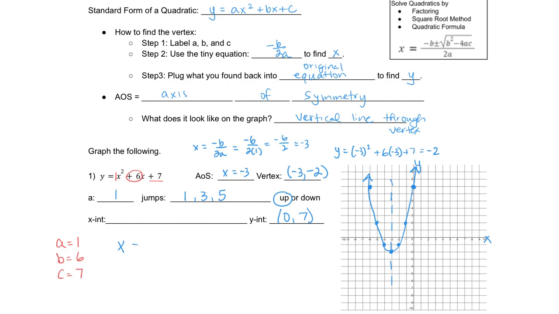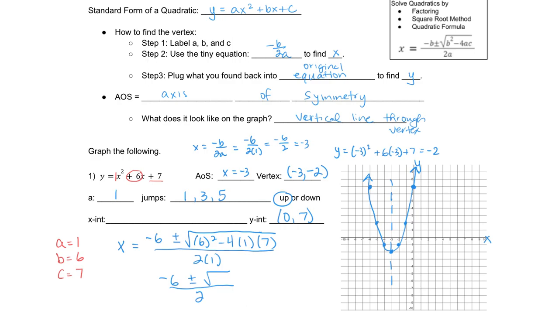So x equals the opposite of b. So b is 6. So the opposite of 6 is negative 6, plus or minus the square root of b squared. So 6 squared minus 4 times a, which is 1, and c, which is 7, all divided by 2 times the a value, which is 1. So we are going to simplify what's under the radical first.